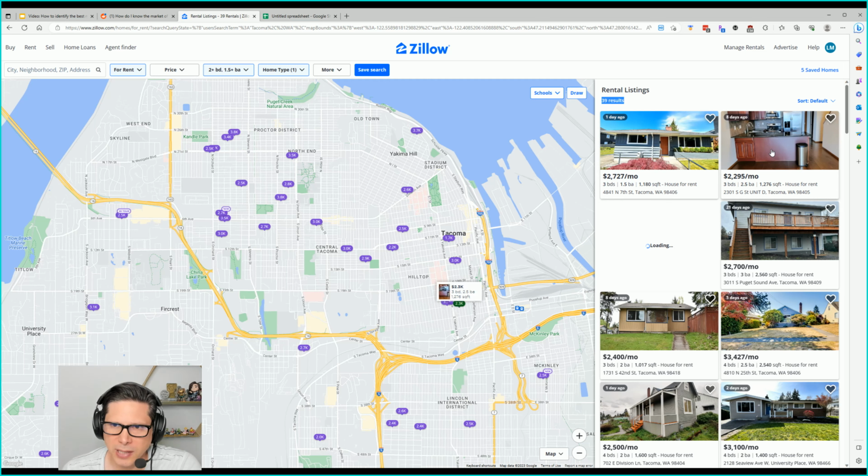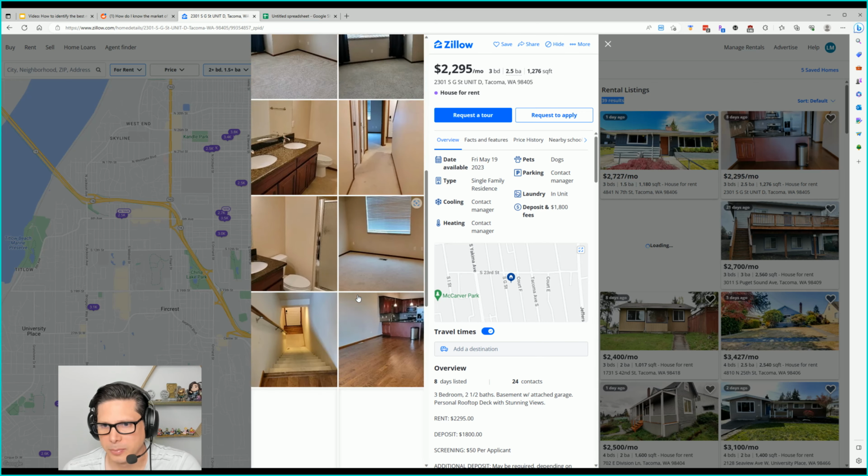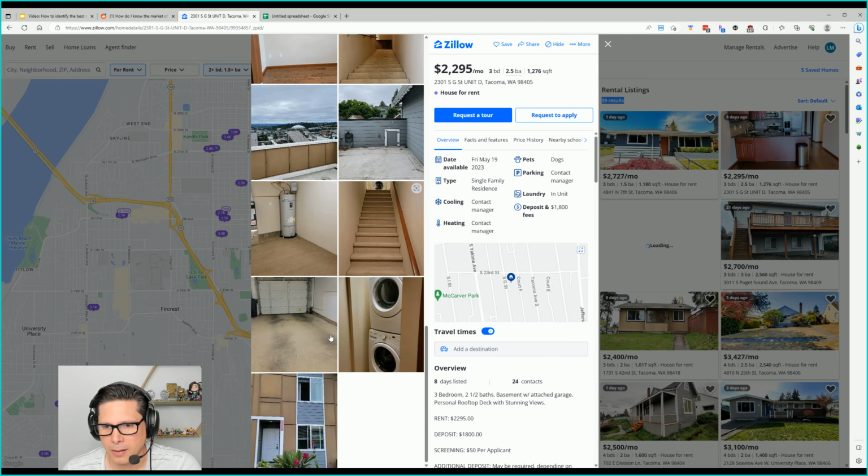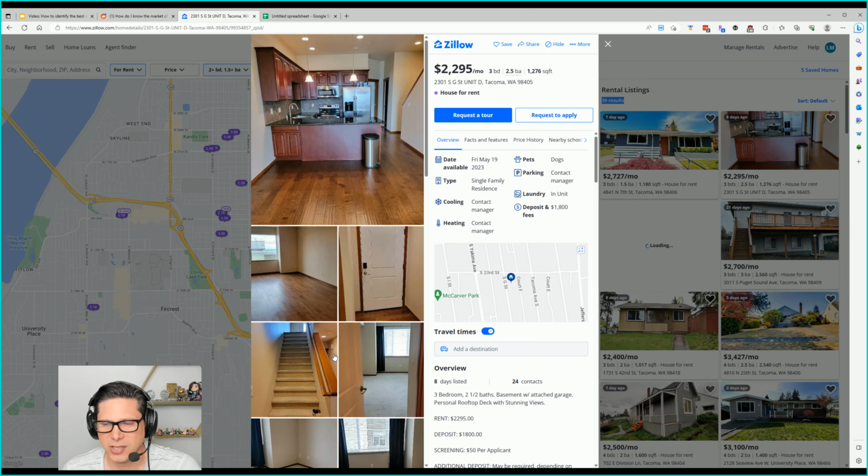If you don't see that as the primary picture, then what you could ascertain is that it might not be an actual house. It might be an apartment or maybe a place in... just bear with me here. I was looking at the pictures trying to figure out what I was going to say next, but this one says house for rent.